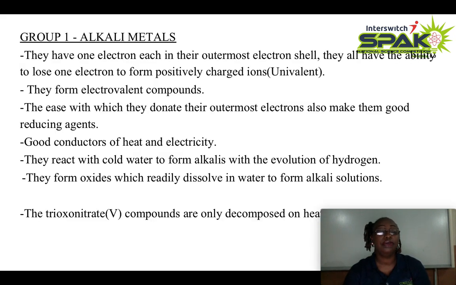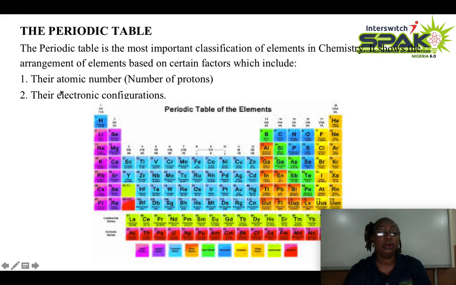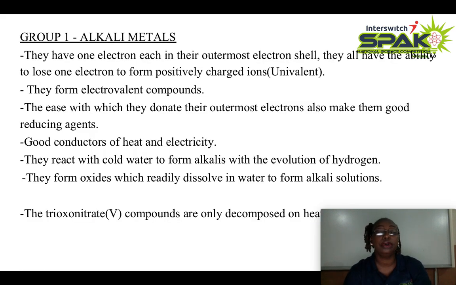We have different groups on the periodic table. As you can see, we have groups and we have periods. These are groups, and these are periods. So we have 8 groups on the periodic table, and they are all families. So let's quickly look at each of the families before we move on.